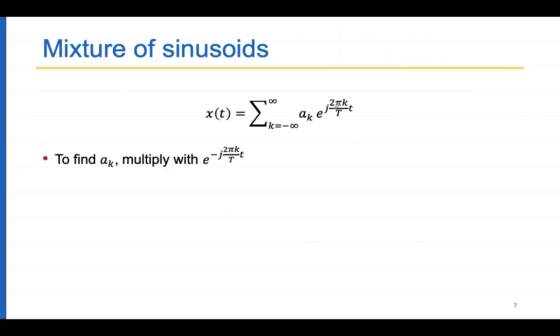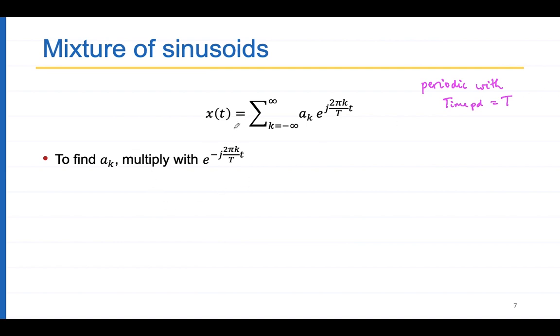How do I estimate the coefficients ak? Given that this is a periodic signal with a time period of capital T, because all these k's are taking integral values, the overall period will still be capital T. So this is a periodic signal with time period capital T.